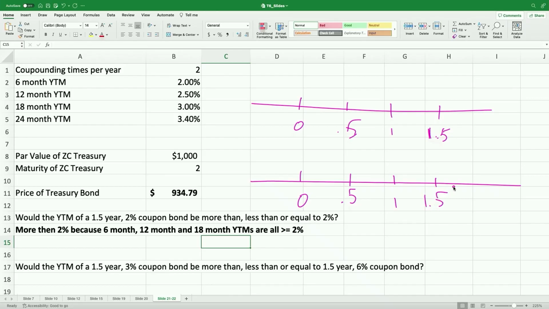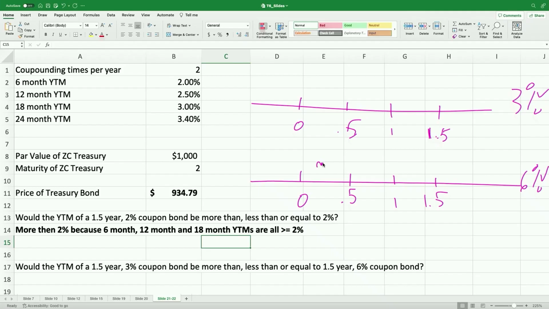One and a half. All right. So this bond up here will be the 3%. This bond down here will be the 6% coupon. Okay. All right. So this is the key insight. The difference between the 3% here and the 6% here is that the 6% coupon bond is going to have more cash flow.